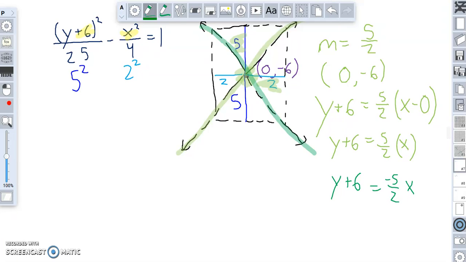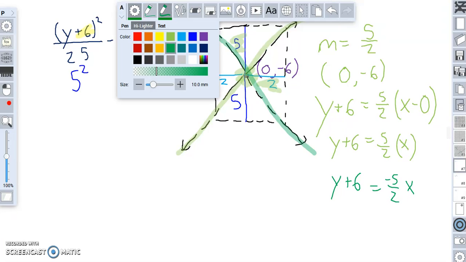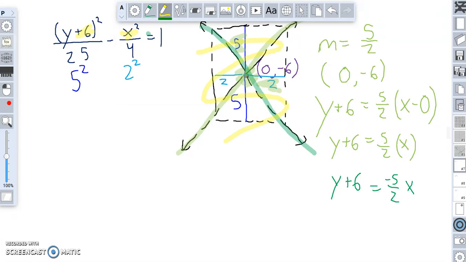But I don't even really need to bother drawing this silly picture each time. I can just think in my head, I'm going to go up by however much I get from under my y, and I'm going to go to the right by however much I get from under my x. So I could just look and do what number am I going to get from y over what number am I going to get from x, and that'll give me my slope. And my point is always the center. So that was a lot of talking, not much writing.